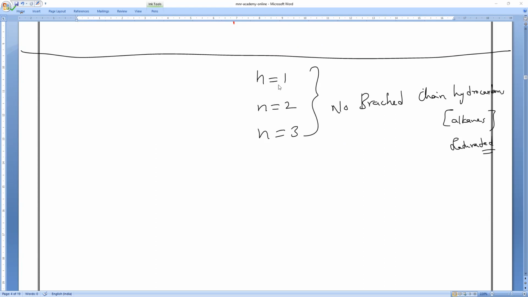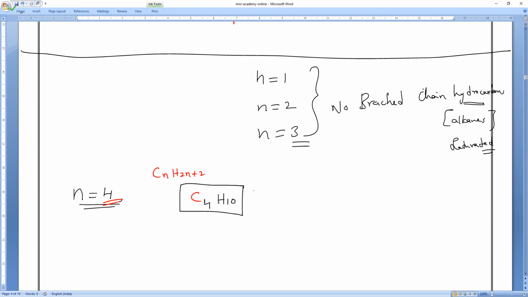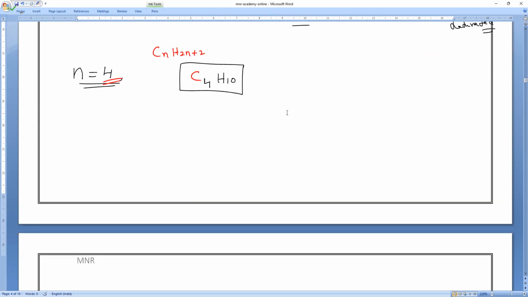For n equals 1, n equals 2, n equals 3, no branched chain hydrocarbons will form. So branched chains will form only from n equals what, guys? Number of carbons from where, everyone? n equals 4. Can you tell me what is the first straight chain? What is the formula of alkanes? CnH2n+2. So what is the formula for n equals 4? C4H10. Now, what is the name of the straight chain, everybody?